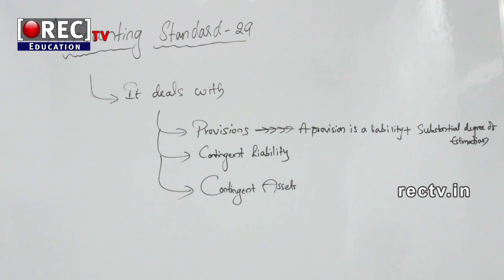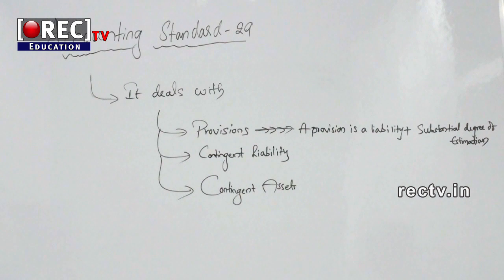Then what is the meaning of liability? Till now we have done many standards, and also many problems under Group 1 accounts, but there was no definition for liability. First time, in Accounting Standard 29, there is a definition for liability. The meaning of liability is a present obligation of the enterprise as a result of past events, the settlement of which requires an outflow of economic resources.